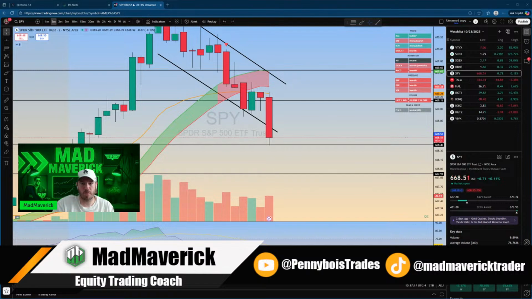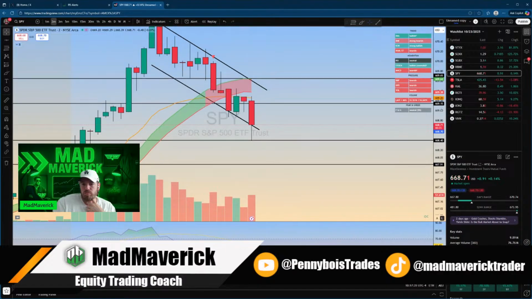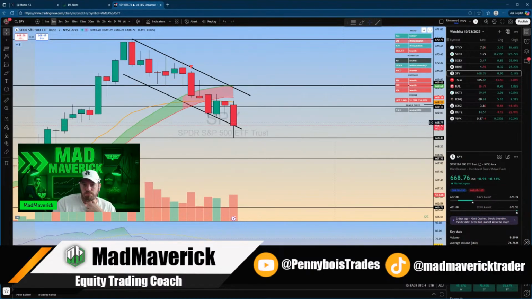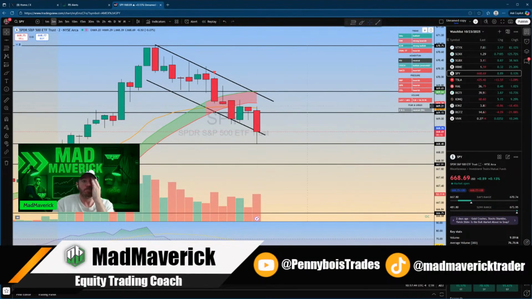Oh, this one's falling off. Well, quite the red candle there. Yeah, right. Imagine if I pressed market fill and it filled me right at the bottom there. That would have sucked, right? Would have sucked a lot.